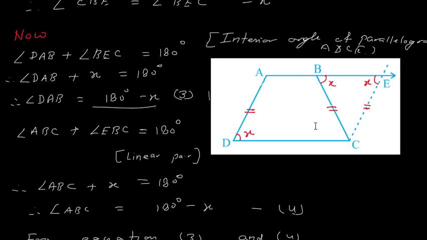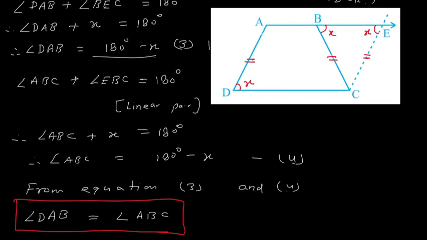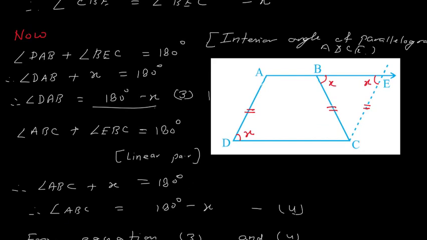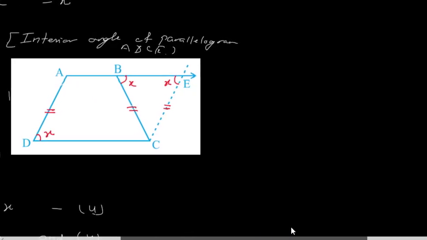Now, second part, I have to prove this angle D and this angle C are equal. So already the value of angle ADC is X. Okay. Now this angle EBC is X. This is equal to angle BCD. Let me write on this side. Okay, so that the diagram is here.